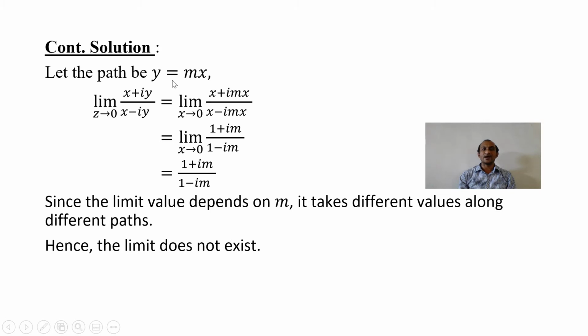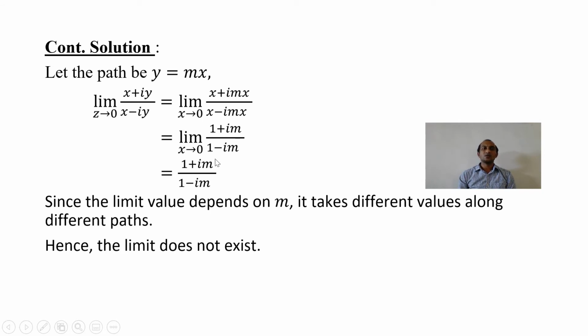Let the path y equal to mx. So limit z tends to 0 of (x plus iy) upon (x minus iy) equals limit x tends to 0. Put here y is mx, so x plus imx upon x minus imx. Now x is taken common in numerator as well as denominator and cancels out. So we get 1 plus im upon 1 minus im. This equals 1 plus im upon 1 minus im.